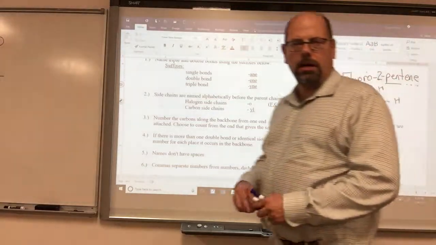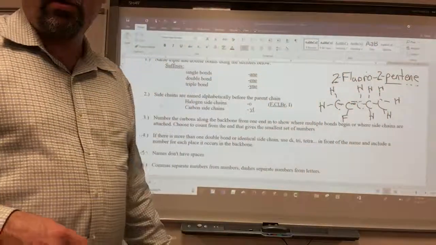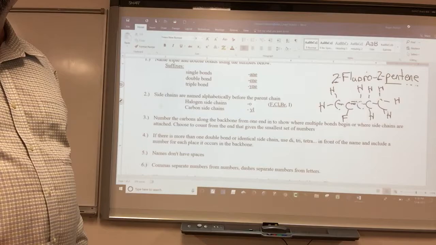So give those compounds a try. You should be able to burn through the second page as a good start.